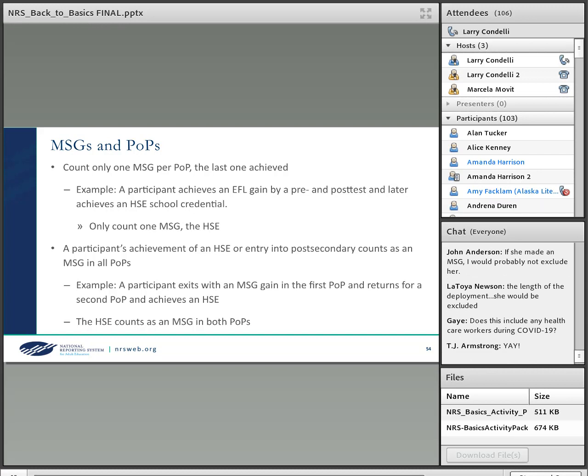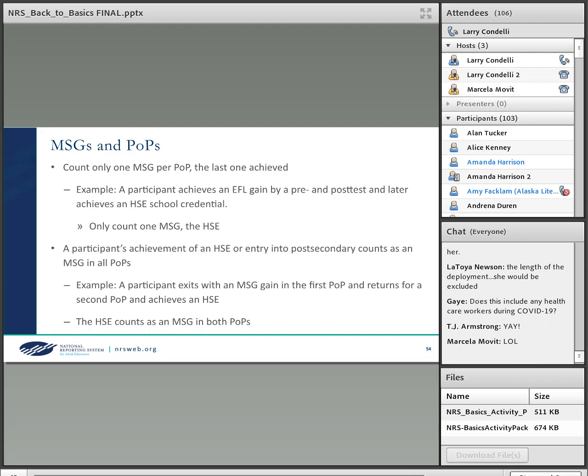Of course, you might have a student that achieves more than one gain during a period of participation. Maybe they get 2 EFL gains, for example. Well, in WIOA, you can only count that participant one time, one MSG. So if you get both, you should count the last one achieved. So here's my example. I have a participant who got an EFL gain and then later on got their HSE credential. You would only count them as getting an HSE one time. So they only get one per POP.